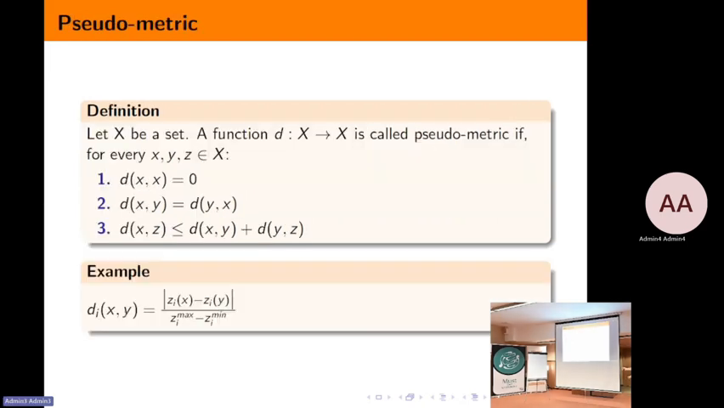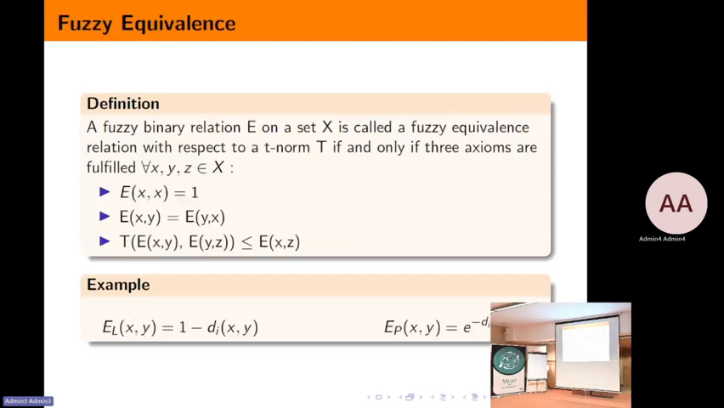Okay, I will need a pseudo-metric, which is an extension of the basic metric, except that if the distance is 0, this does not mean that x and some other point y, let's say, are equal. As an example, we have a distance between two functions, the distance between the same function at two different points, and the distance is normed, so it should be between 0 and 1. And this is combined with the definition you already saw previously as the equivalence.